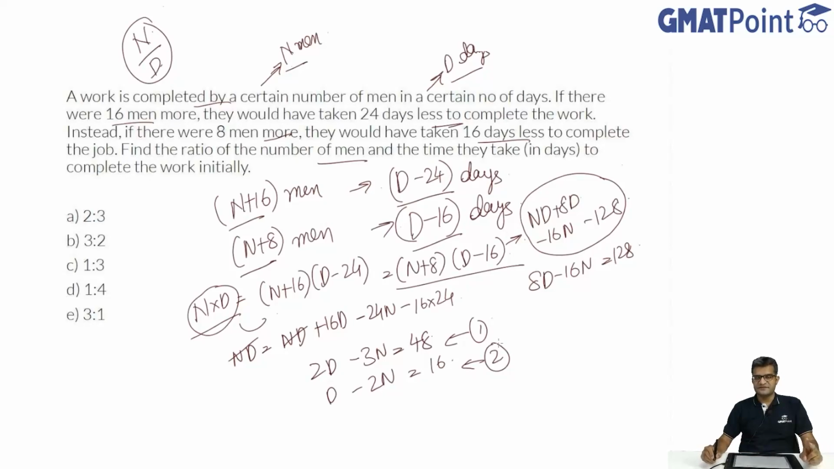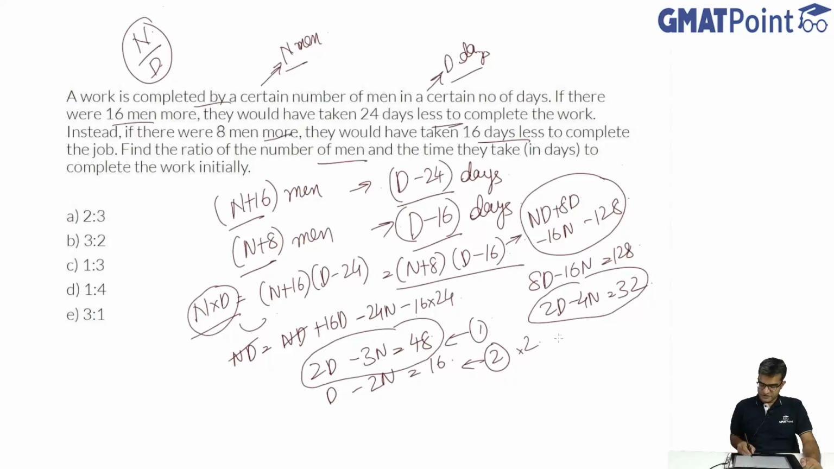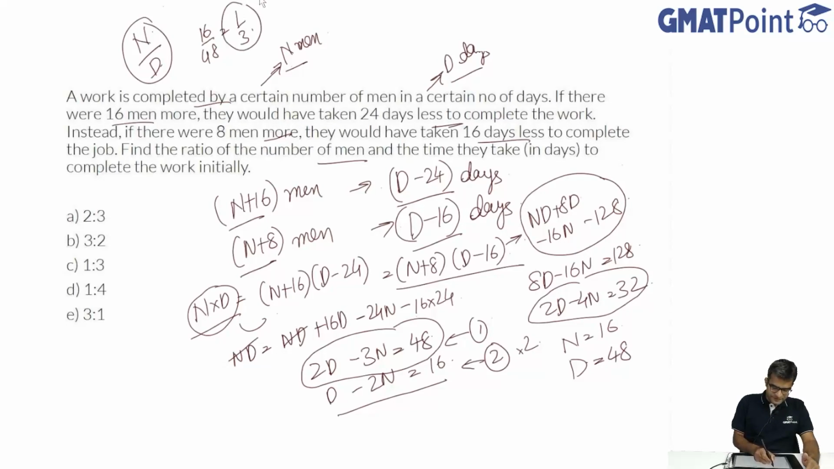We have two equations and we have two variables, D and N. We can solve for them to get the value of D and N. We can first multiply the second equation with 2. So we'll get 2D minus 4N is equal to 32. 2D minus 3N is 48. 2D minus 4N is 32. So this would imply that N is equal to 16. If N is equal to 16, the value of D from any one of the equations will be equal to 48. So the ratio of N divided by D is 16 is to 48, which is equal to 1 by 3. So the correct answer is option C.